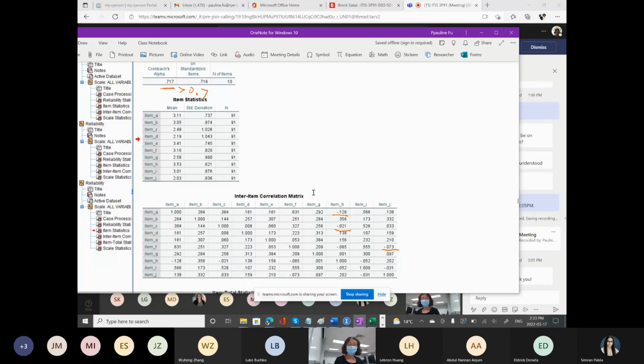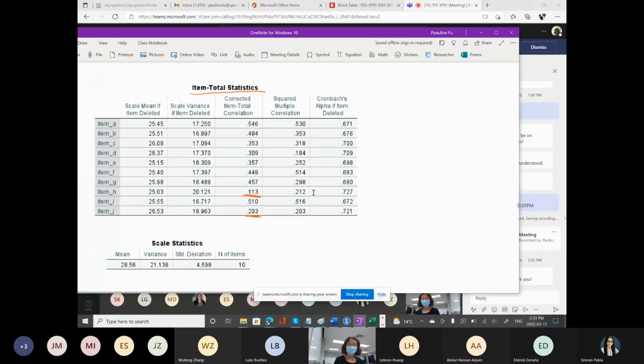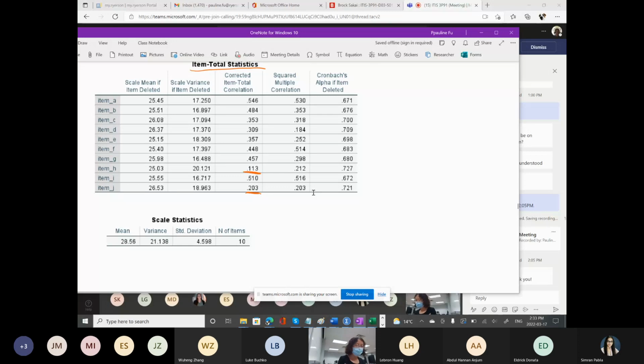All right. So where is my output? Okay, we are seeing this. This is the lowest number. This is the corrected item total correlation. So we want to delete item H and then rerun this analysis. Why do we need to delete item H? Because it has the lowest correlation, 0.113.